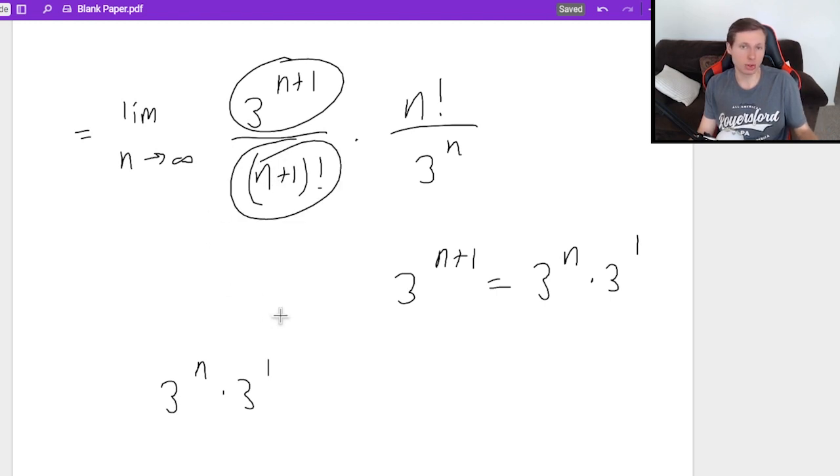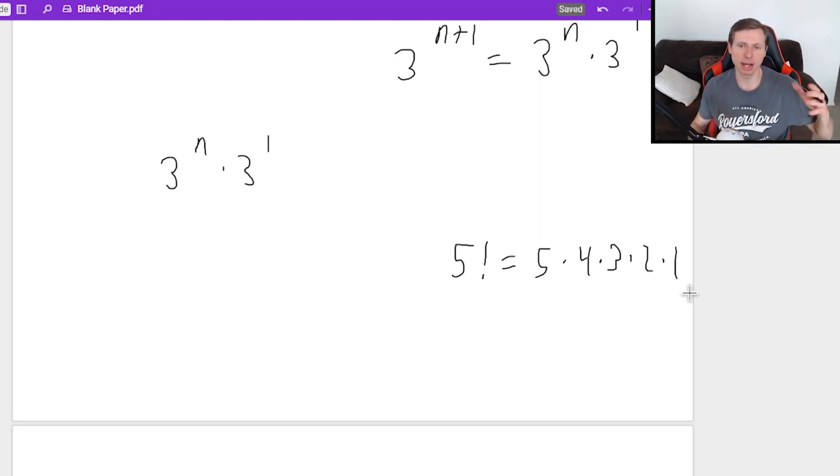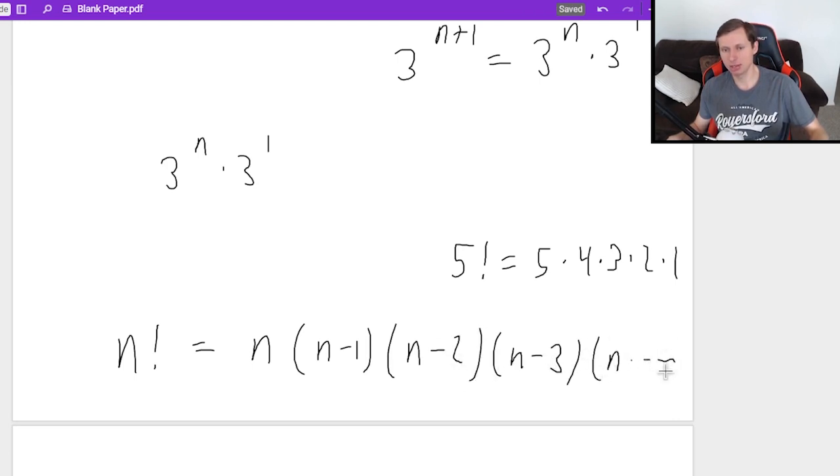And then I want to replace the n plus 1 factorial as well. So many of you out there probably don't even know what factorials are, so let's start by explaining that real quick. If I have 5 factorial, that's the same thing as 5 times 4 times 3 times 2 times 1. Basically, a factorial is just saying multiply by one less number until you get down to 1. So when I have n factorial, that's equal to n times n minus 1, because that's the next term, and then times n minus 2, and then n minus 3, and then you get the picture.